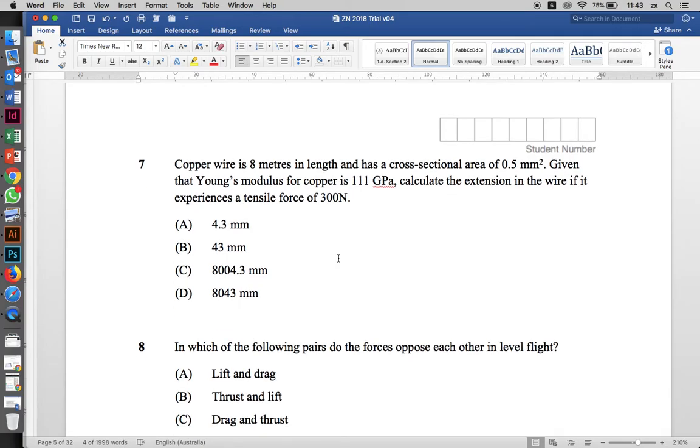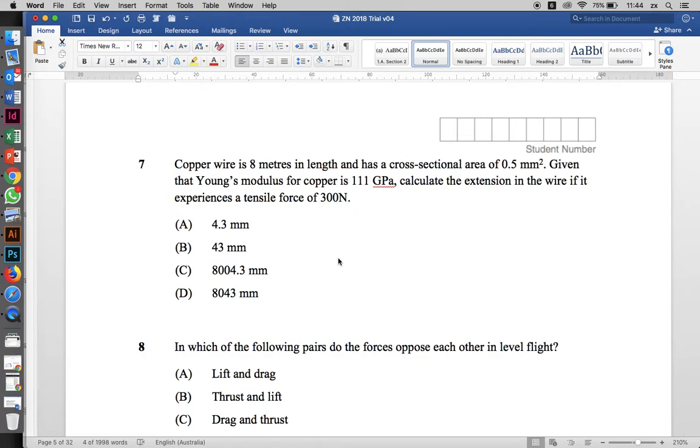Okay. A copper wire is 8 meters in length and has a cross-sectional area of 0.5 millimeters squared. Given its Young's modulus of 111 GPa, calculate the extension if it experiences a tensile force of 300 newtons. So if it's got 300 newtons, we're going to use FLEA in this question. So E equals FL over eA, so that's capital E equals capital F, capital L over lowercase e, capital A for area.